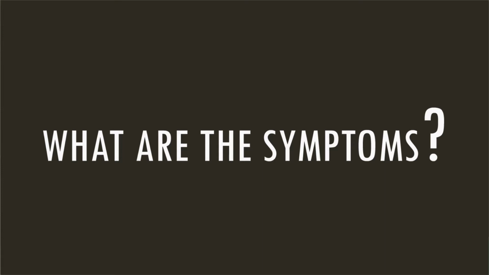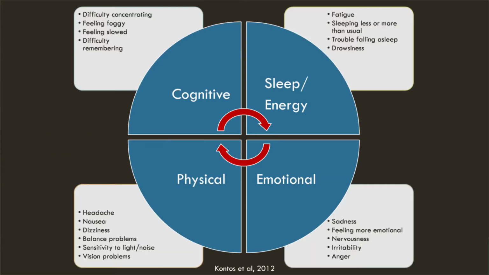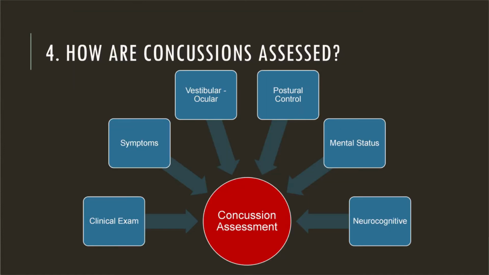So what are the symptoms of concussion? This is not just one symptom that we're looking for. We're looking for several different areas of symptoms that can stem from cognitive, sleep and energy, physical, and emotional. As you can see, there are 4 different areas of symptoms that a person could be experiencing and that you will be evaluating. So that gets into how concussions are assessed.